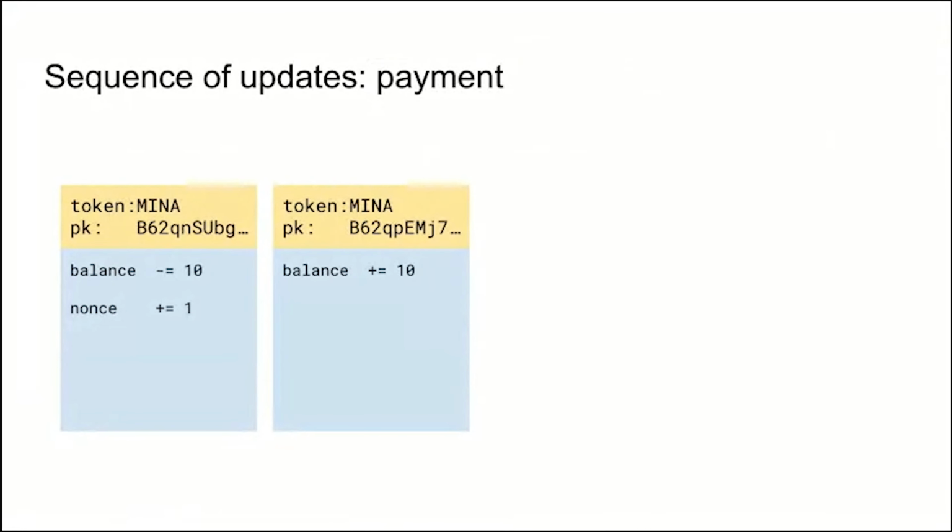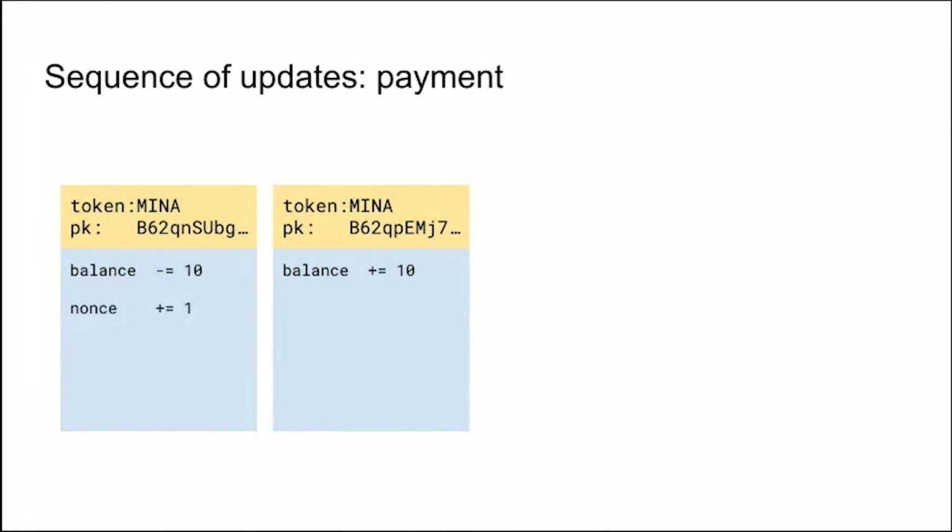To make things concrete, here is an example of a transaction that is a sequence of updates. It consists of two updates. This is a simple payment transaction. The first update has the identifier of the account that it operates on, the public key and the token. It modifies the balance: it decrements the balance by 10, and it increments the nonce in that account by 1. That's on the sender side.